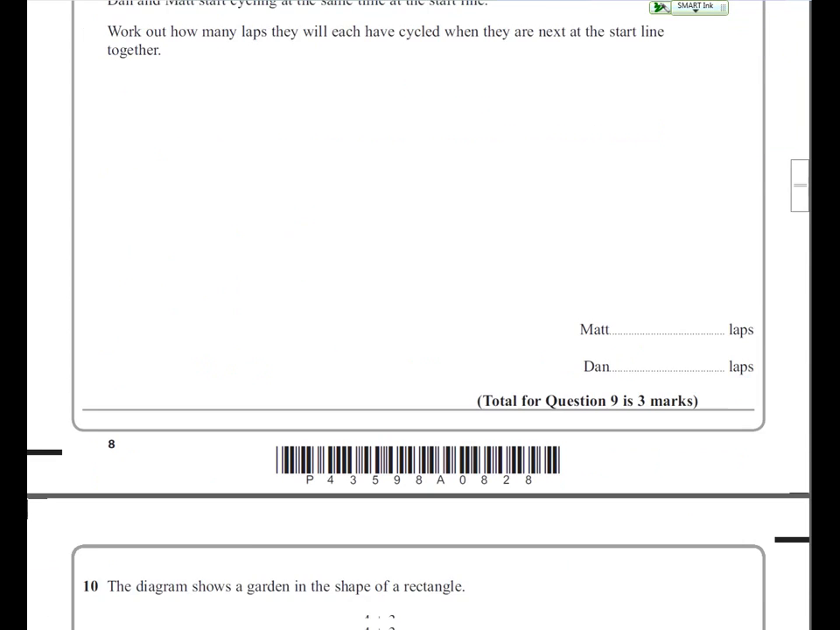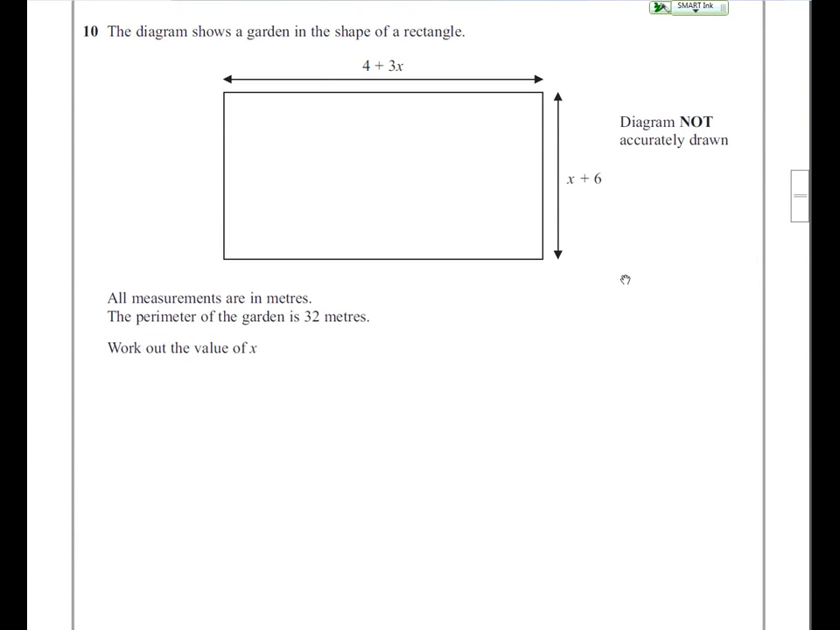Clear ink. Question 10. The diagram shows a garden in the shape of a rectangle, and the lengths are in algebra for some reason. 4 plus 3x is the width, x plus 6 is the height. All measurements are in meters. The perimeter of the garden, perimeter means all the way around the edge. Now what I do straight away is I say, well, if that's the perimeter, we want to know all the way around the edge. I label the other unknown lengths.